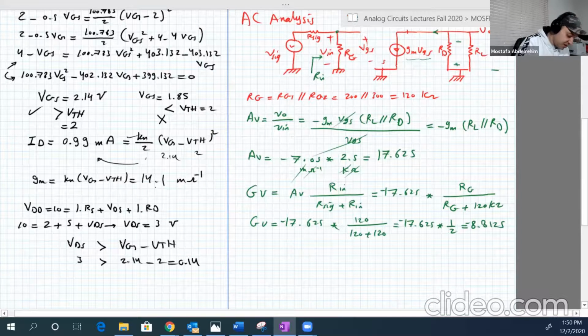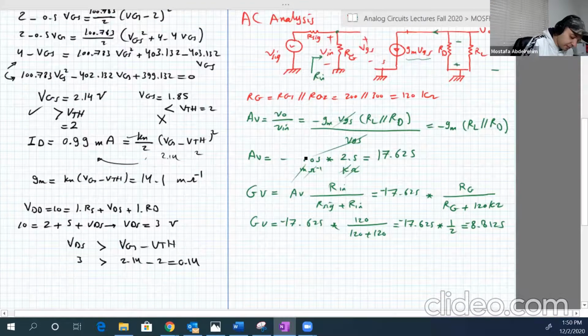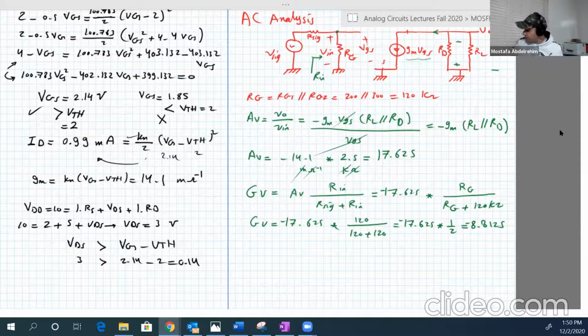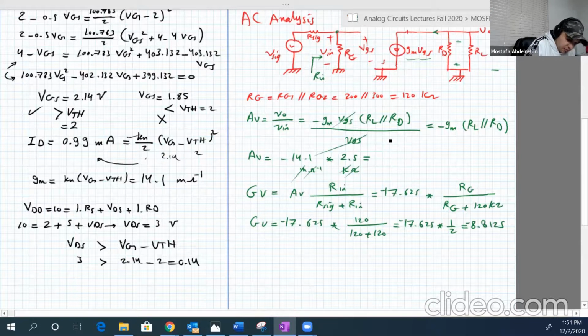So basically we should correct AV as well. This is 14.1 multiplied by 2.5. Let's do it very quick here. 14.1 times 2.5 should be 35.25. So good.